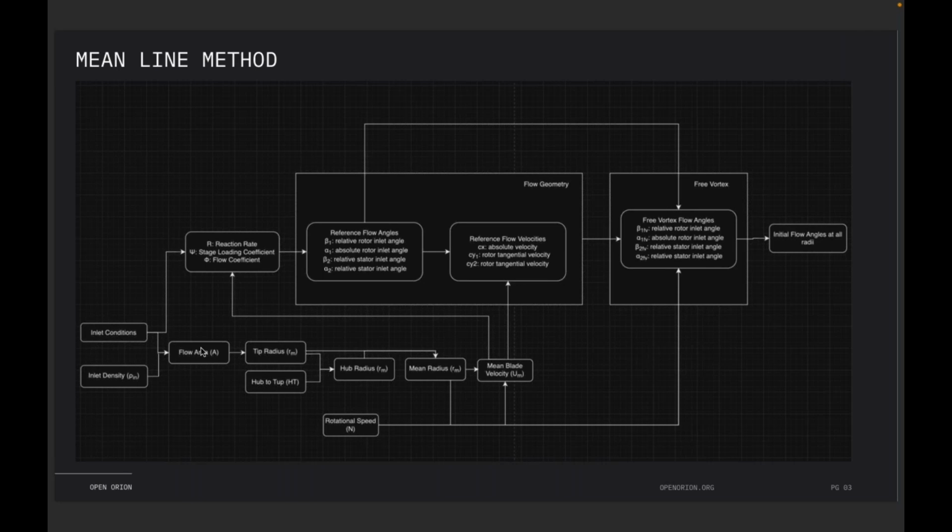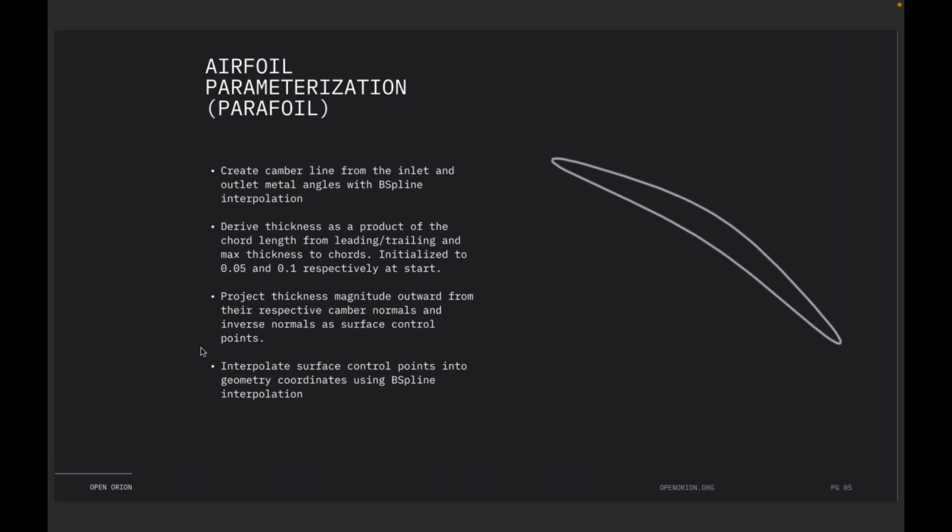And then you have your flow and stage loading coefficients, which are parameters that you can also derive from your free-stream conditions, and all those go in and calculate your flow angles and your flow velocities. Then you can also use free vortex to get the blade angles at each section, so the mean, the tip, and the hub. And then finally, you get your initial flow angles at all the radii. So we just got our flow angles and we're treating those as their metal angles.